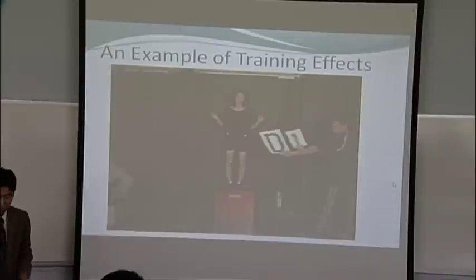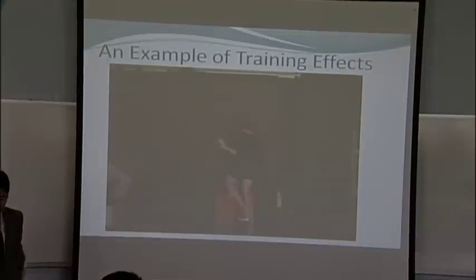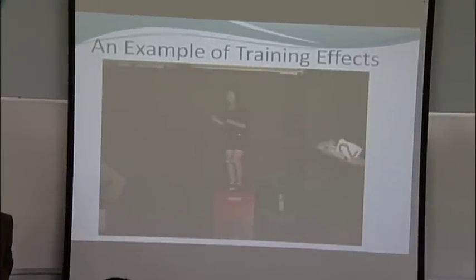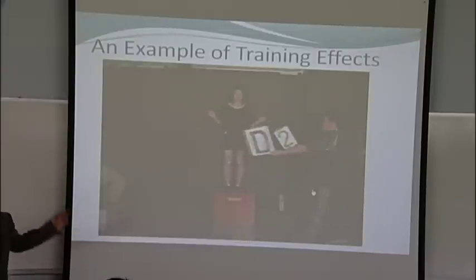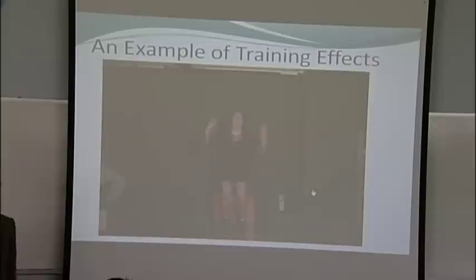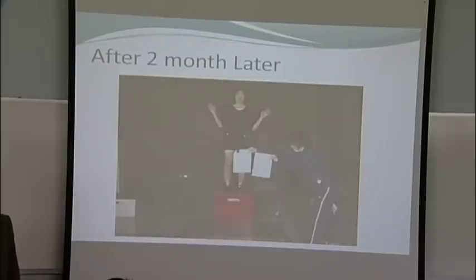And this is an example of how people can be trained. So it looks like she's very weak. She's a volleyball player. She has almost no muscle. Her leg is shaking. So she looks very weak. But 2 months later, she became like this.